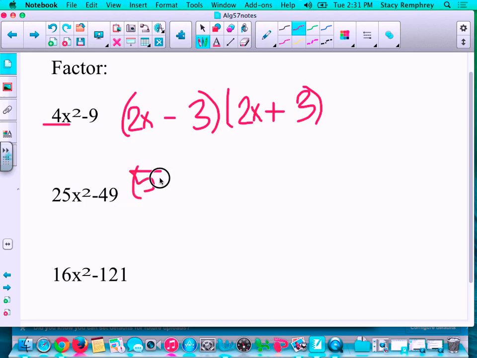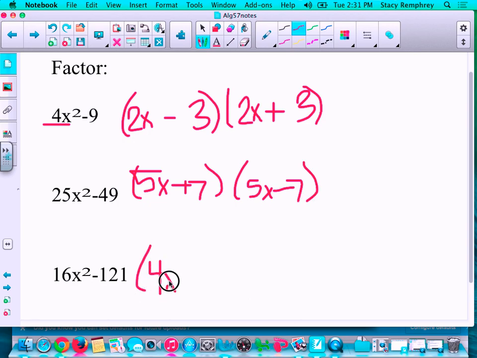Over here we have 5x plus 7 and 5x minus 7. And over here we'll have 4x plus 11 and 4x minus 11. Oh my gosh. And you're going to be looking for, again, these two, 44x minus 44x, that's giving you the 0 in the middle that you're looking for.